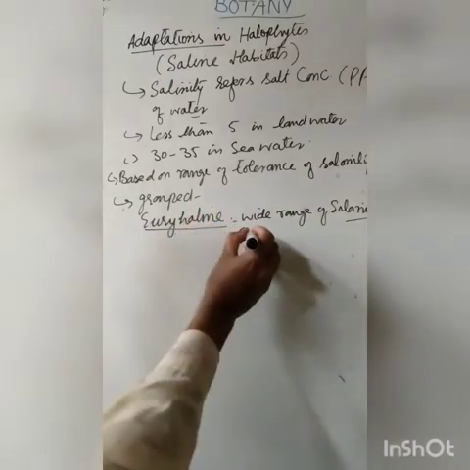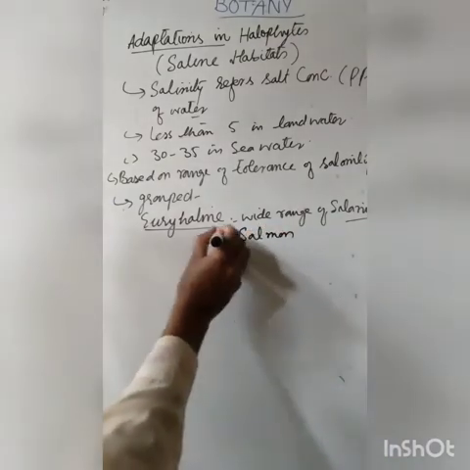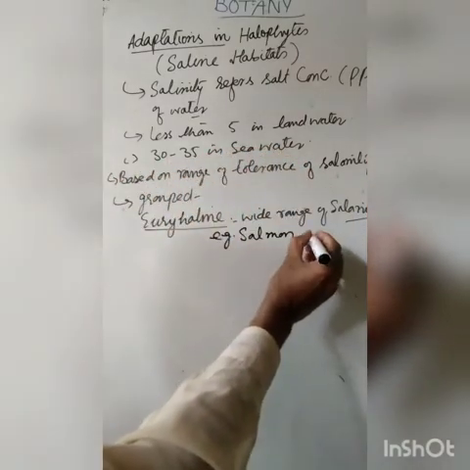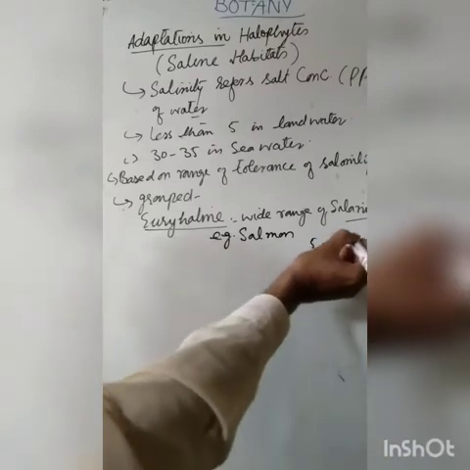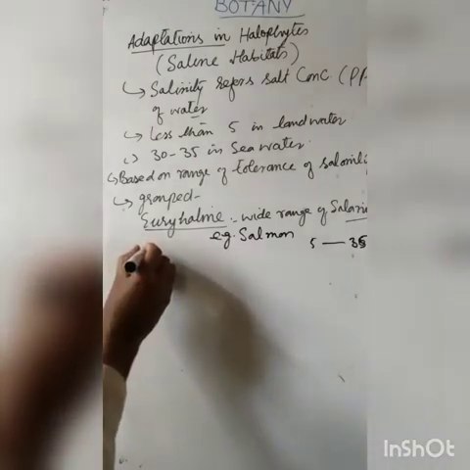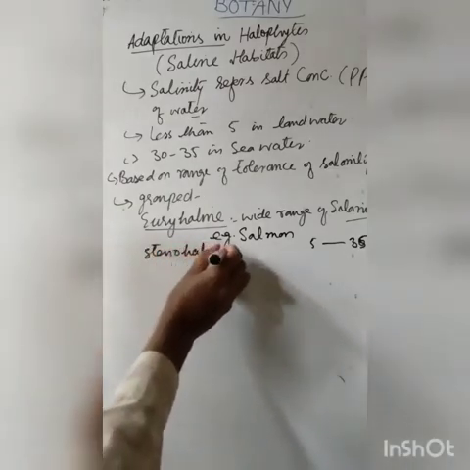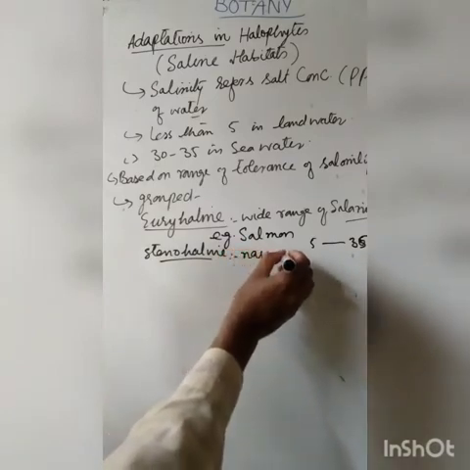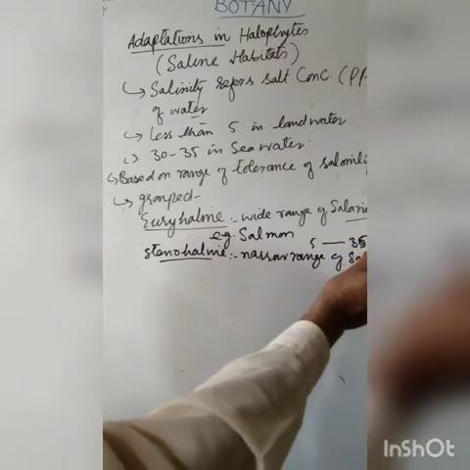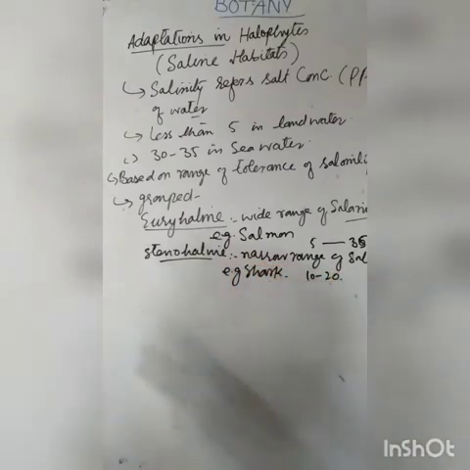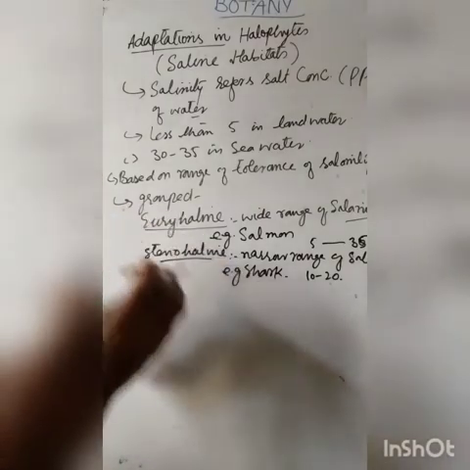For instance, there is the salmon fish. It can tolerate a wide range of salinity, from 5 to 30 or 35. But there is one that is called stenohaline. Stenohaline are the organisms which can tolerate a narrow range of salinity. For example, there is the shark. It can tolerate 10 to 20. It is called a narrow range. So these are called stenohaline organisms, and these are called euryhaline organisms.